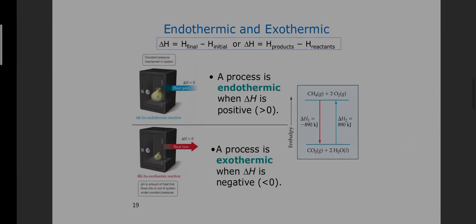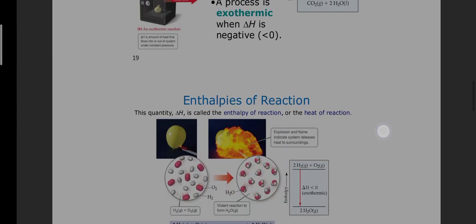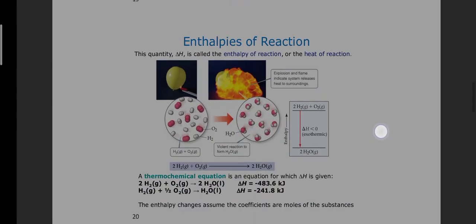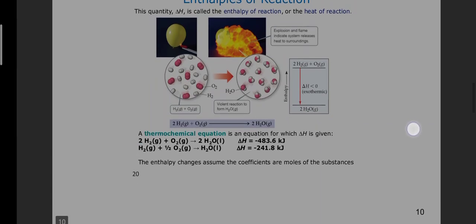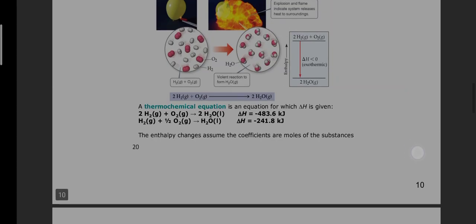Endothermic and exothermic. A process is endothermic when del H is positive. A process is exothermic when del H is negative. Enthalpies of reaction. This quantity del H is called the enthalpy of reaction or the heat of reaction. A thermochemical equation is an equation for which del H is given.